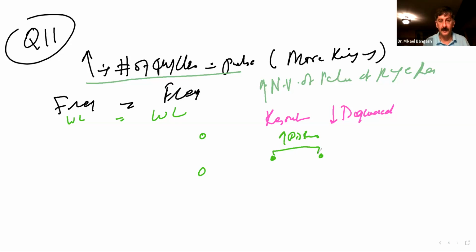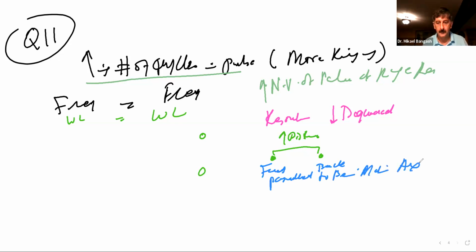The relation of these two structures to one another is going to be front to back, or parallel to the beam's main axis.